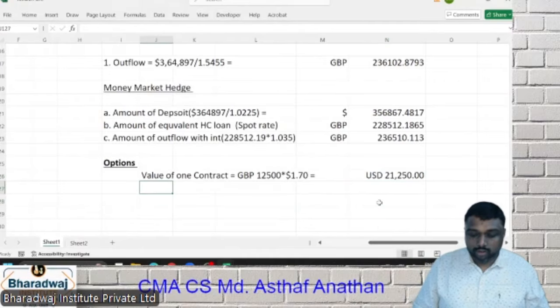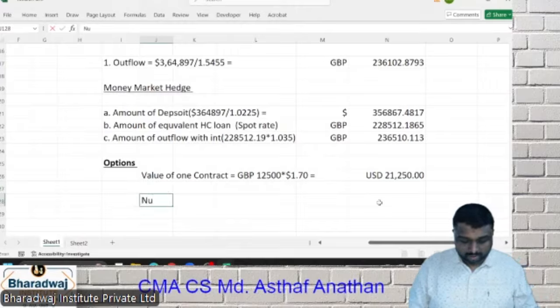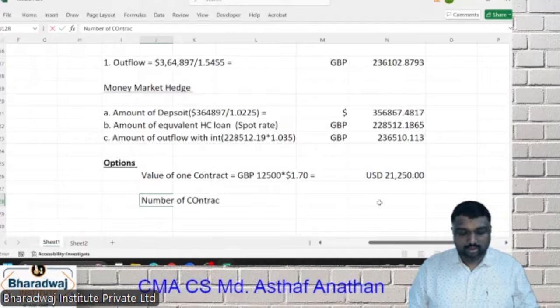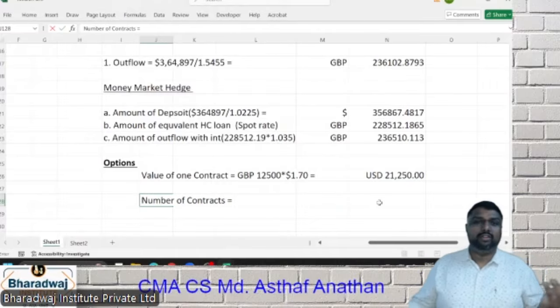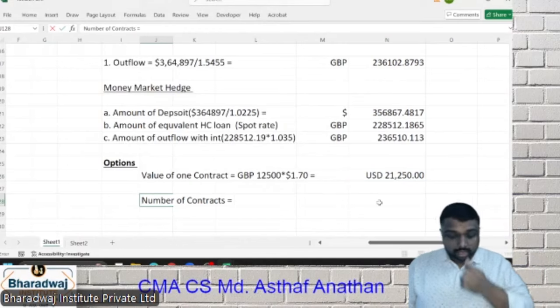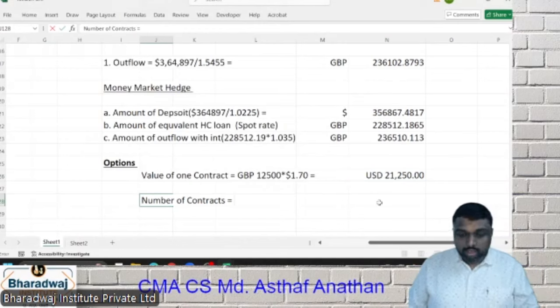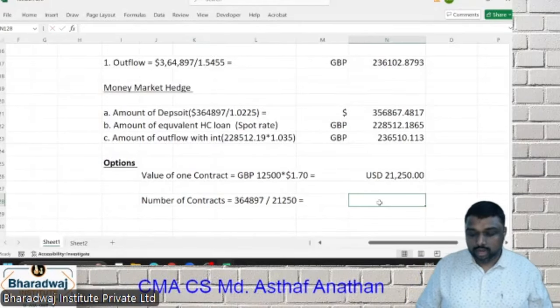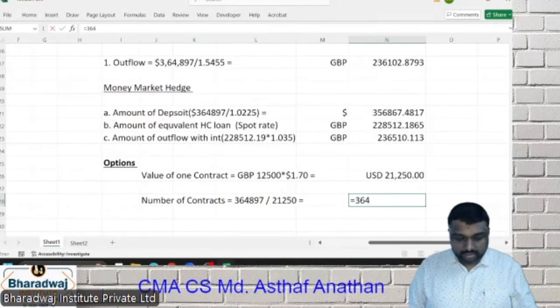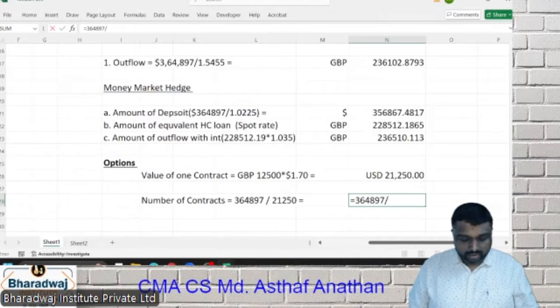Now what you have to find is the number of contracts. We already discussed this in our regular class, so I want to discuss only this perspective. The rest is the normal case. The number of contracts will come as 3,64,897 divided by 21,250, which is 17.17.